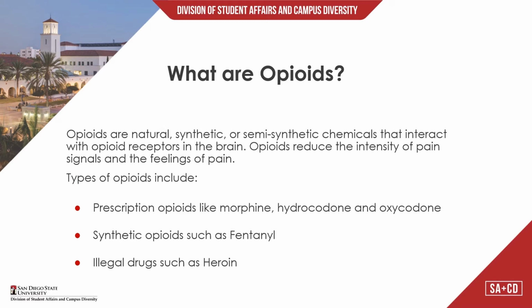What are opioids? Opioids are natural, synthetic, or semi-synthetic chemicals that interact with opioid receptors in the brain. Opioids reduce the intensity of pain signals and the feelings of pain. Types of opioids include prescription opioids like morphine, hydrocodone, and oxycodone, synthetic opioids such as fentanyl, and illegal drugs such as heroin.